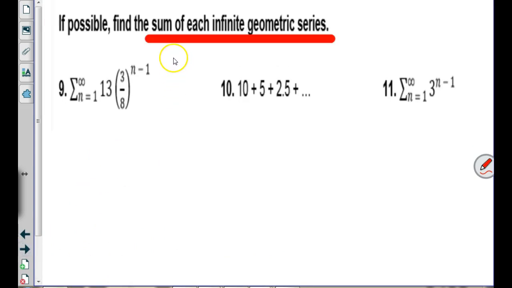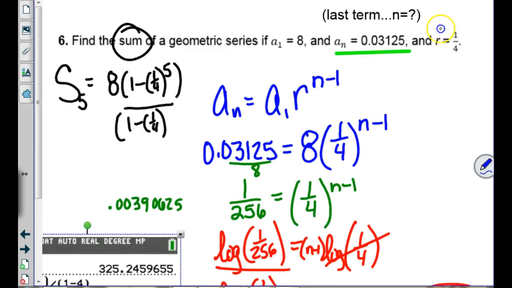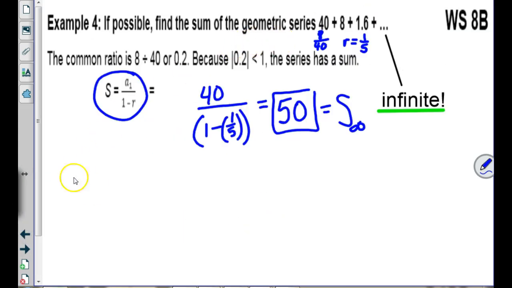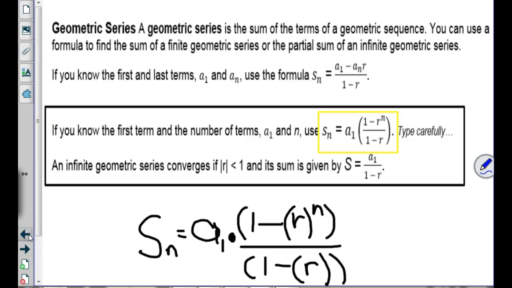All right. The sum of each infinite. What does that mean? It means a special summation. Remember this? Yeah. Sum to infinity. It only works if R is what? Do you remember what it said, guys? It only works if R is between the absolute value of R is between, yes, less than 1. If R is less than 1, and it can be negative.